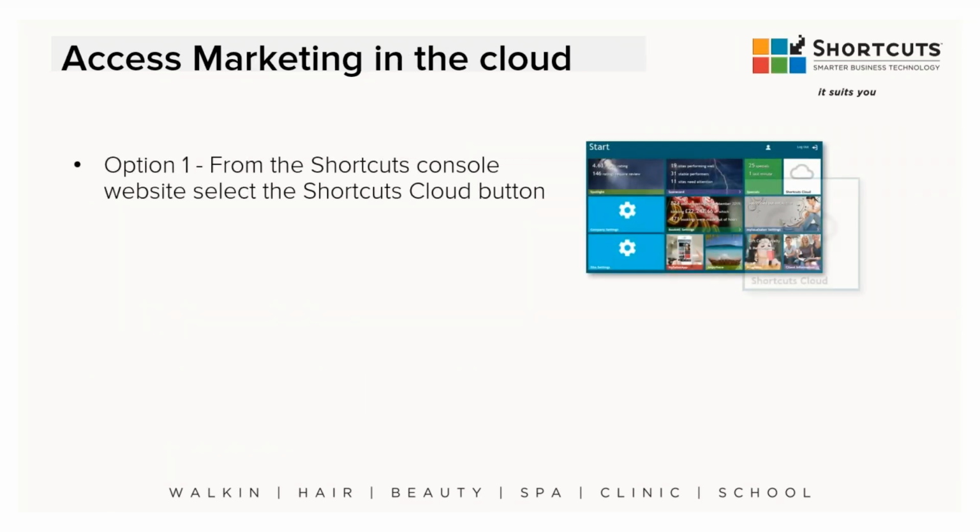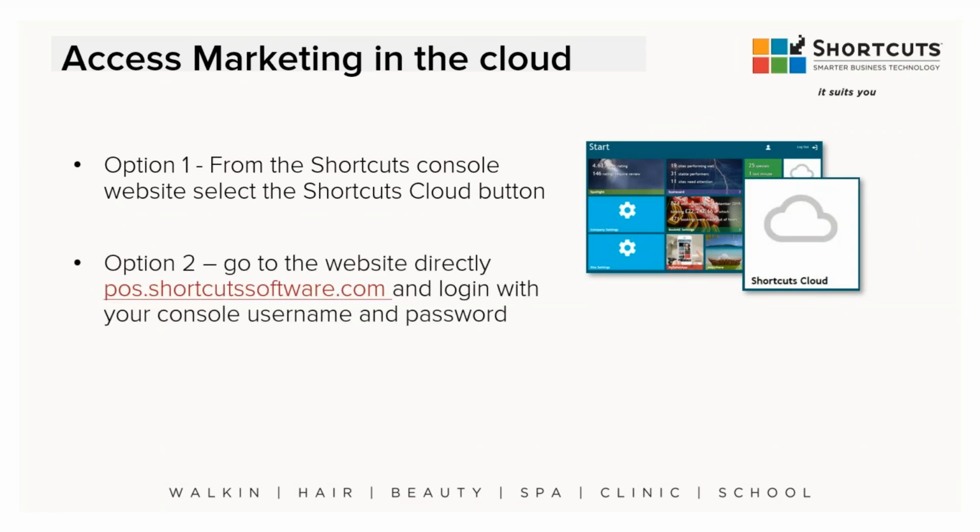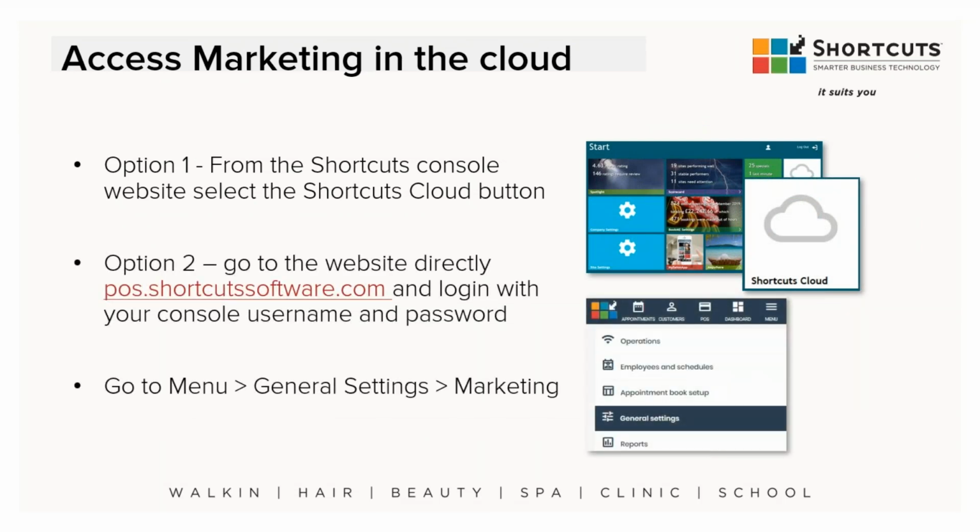Then the second thing, when you actually want to start sending emails from Shortcuts, if you're still in the console, you've probably noticed there's a new button available, Shortcuts Cloud. Or let's say you're working from home and you just want to go directly to the cloud and send out an email, then you can always access it by going to pos.shortcutsoftware.com. And you're going to log in with the exact same username and password that you would use in the console. Once you're there, you're going to notice there's a marketing button at the very top of the screen.